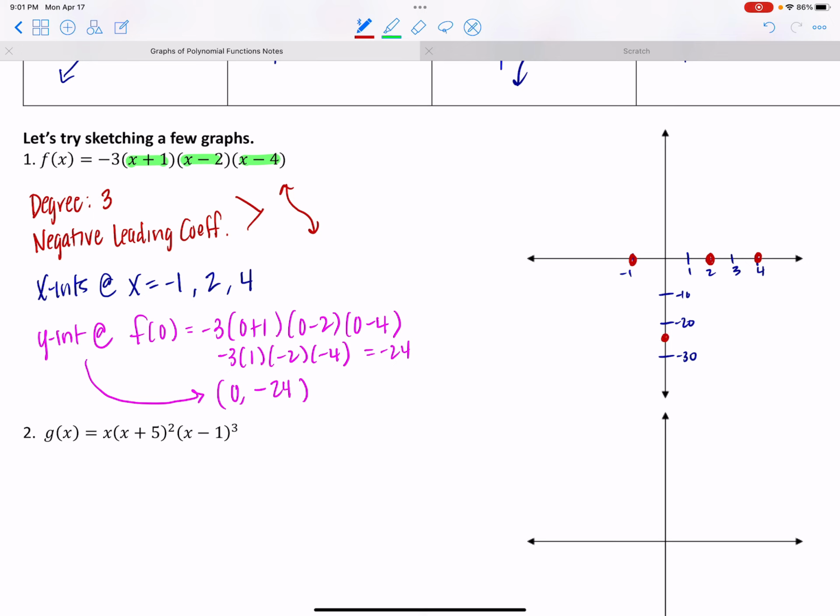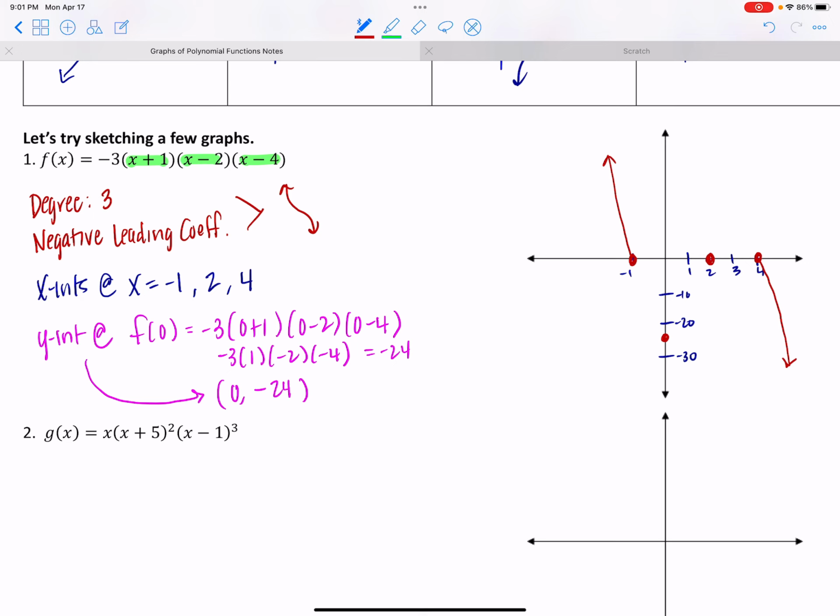Okay, and I know my end behaviors. I know the left end is going to go up and the right end is going to go down. What I want to do is sketch those end behaviors from my leftmost and rightmost x-intercepts. So I'm going to go to the leftmost x-intercept here and say, okay, my graph has got to go up on this end, and then go to my right end and say, okay, this end's got to go down. So something like this.